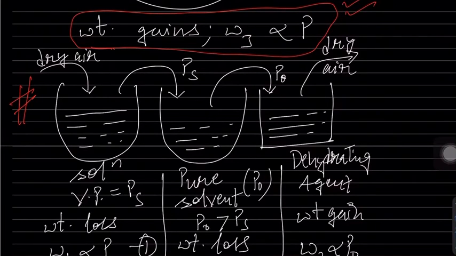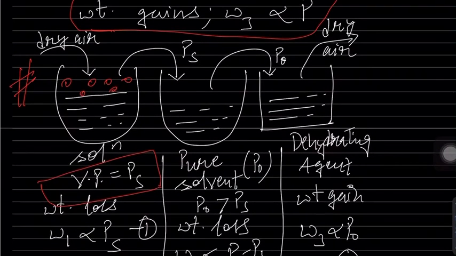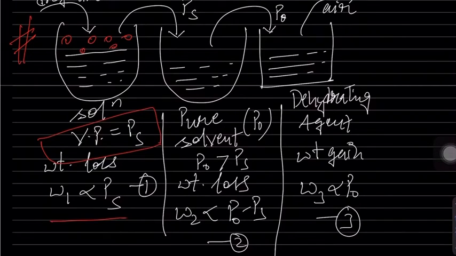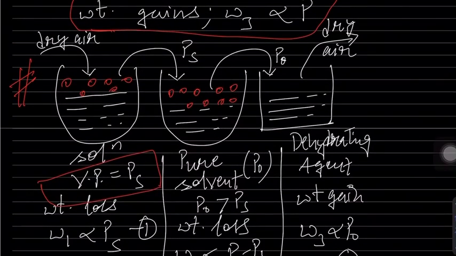Dry air is coming, it is taking some vapor, this is the solution. The solution has a vapor pressure of Ps. Dry air is taking away vapor pressure Ps, so weight loss will be directly proportional to Ps, W1. This is a pure solvent. This time it is a pure solvent maintaining a pressure P naught, because always P naught is greater than Ps.